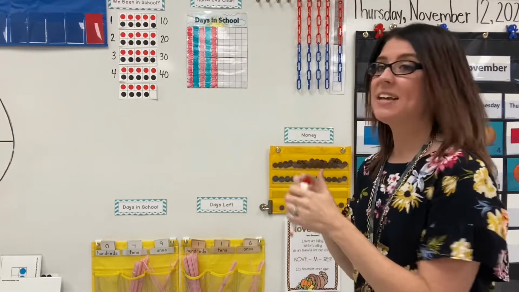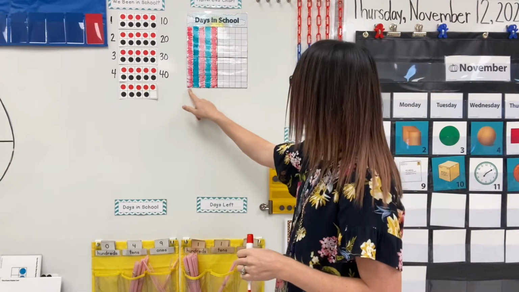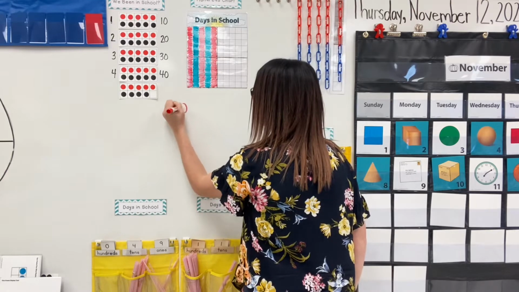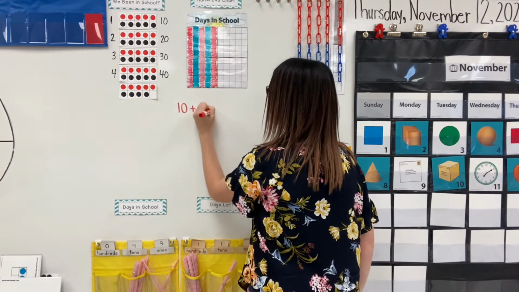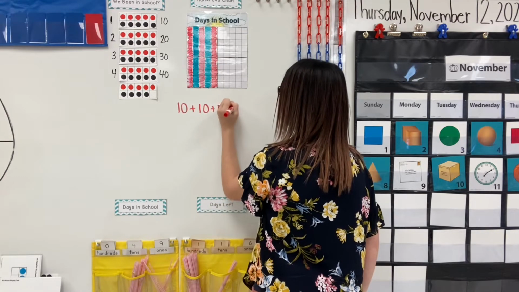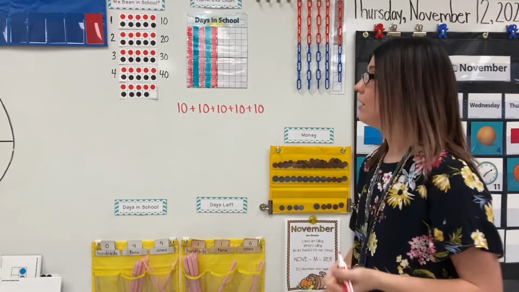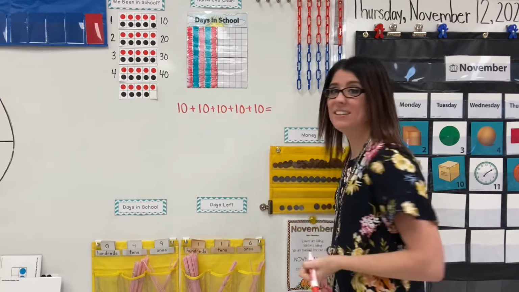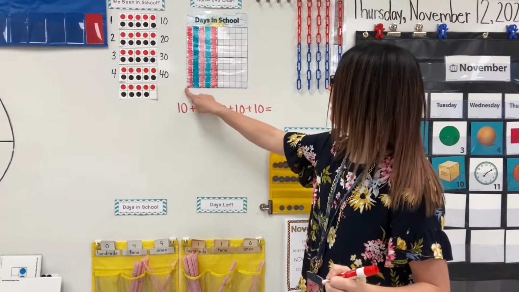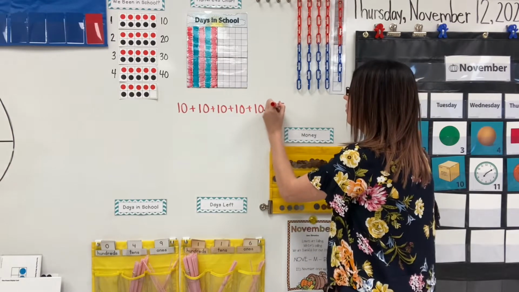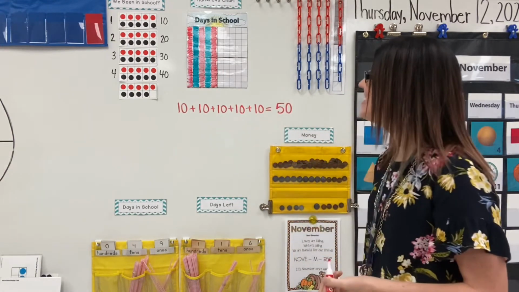So look how many 10 sticks we have now. 1, 2, 3, 4, 5. We have 1 group of 10, 2 groups of 10, 3 groups of 10, 4 groups of 10, 5 groups of 10. Do you know how much 5 groups of 10 is? 10, 20, 30, 40, 50. We've now been in school for 50 days.